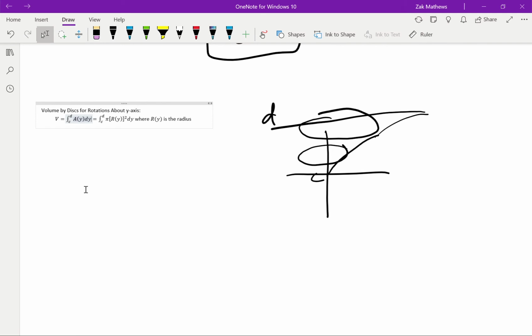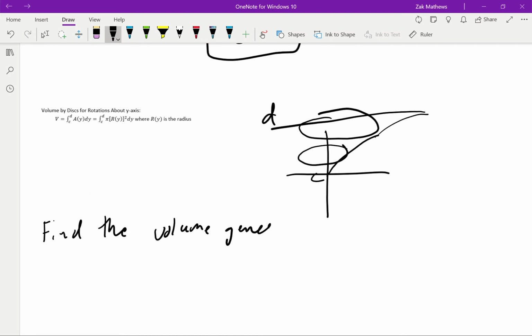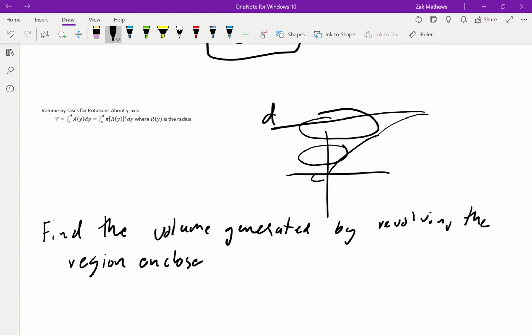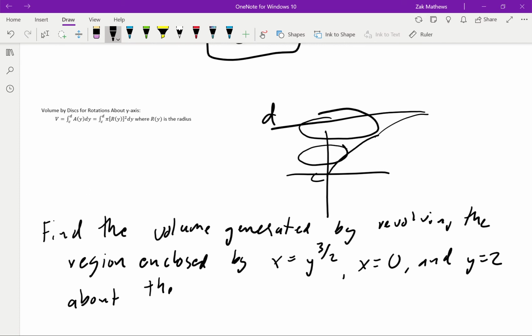Let us see here. Find the volume generated by revolving the region enclosed by x is equal to y to the 3/2 power, x is equal to 0, and y is equal to 2 about the y-axis. So the first thing let's do, let's draw it out.